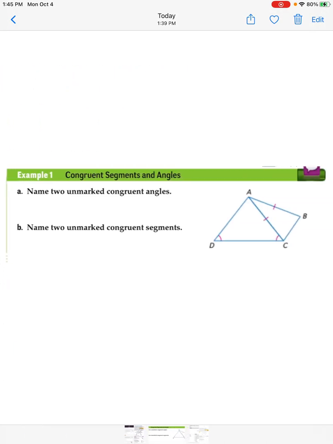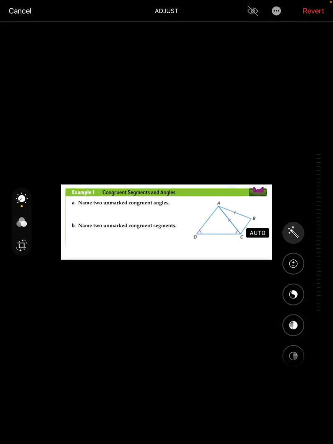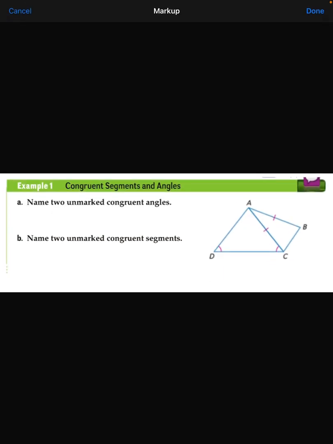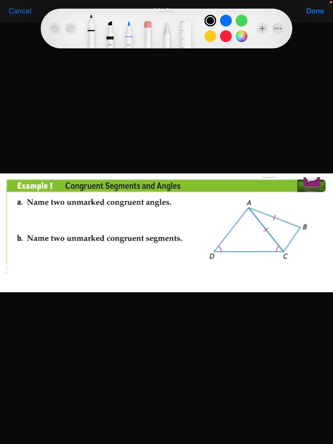Let's take a look at an example. Name two unmarked congruent angles. So if we have that these two sides here are equal, then we know that the base angles are also going to be equal. So our base angle ACB, and the other one would be angle ABC.